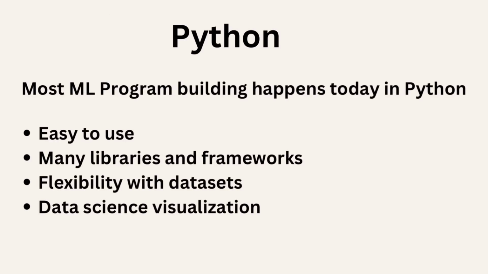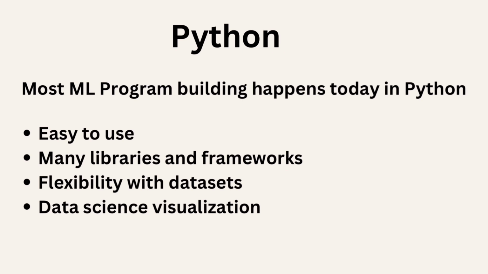Next, let's talk about Python, the go-to programming language for AI and ML. First off, Python is known for being easy to use. Its simple syntax makes it accessible for beginners while still powerful enough for advanced programmers. One of the biggest reasons Python is so popular is because of its vast collection of libraries and frameworks. From NumPy for numerical computing to TensorFlow and PyTorch for deep learning, you have an entire toolbox ready to use. These libraries save tons of time and help us build AI and ML models without reinventing the wheel.